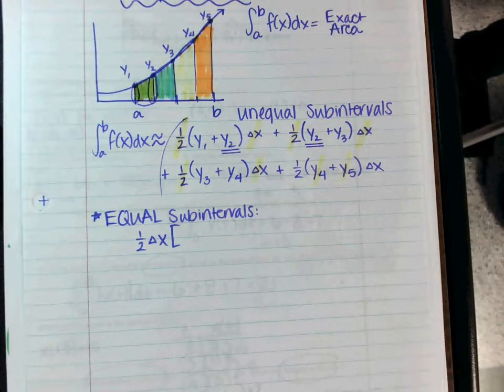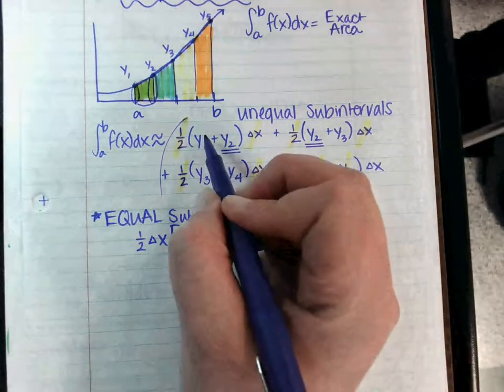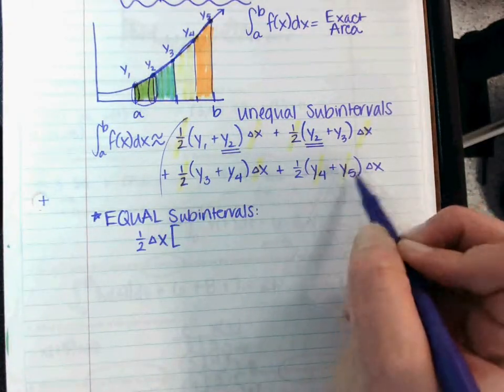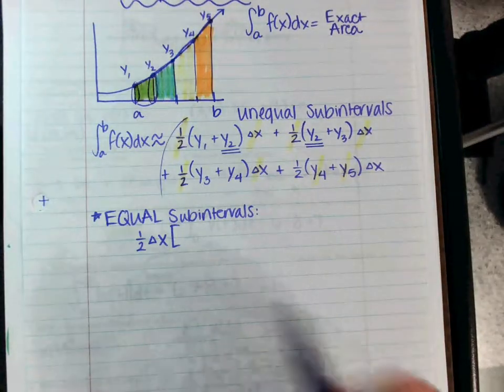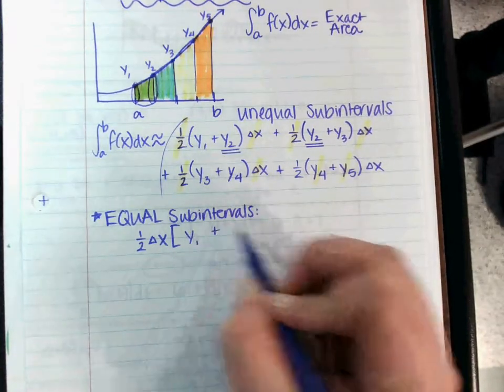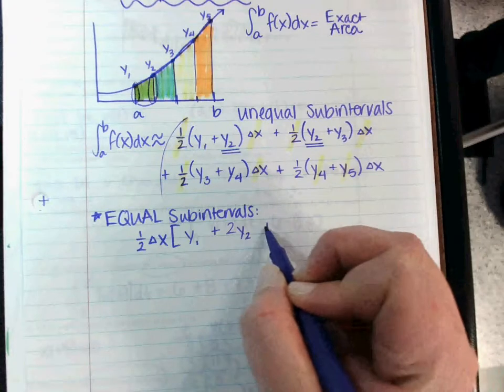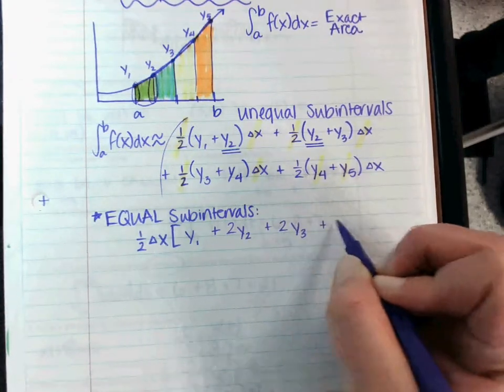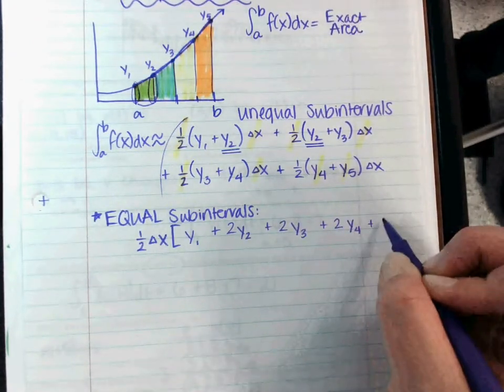What are the only terms that didn't get repeated? y1 and y5. So in your shortcut, this is what you're going to do. y1 plus double y2, double y3, double y4, plus y5.